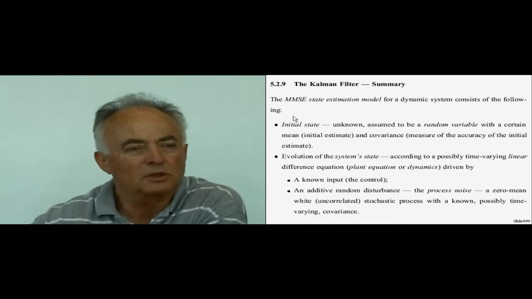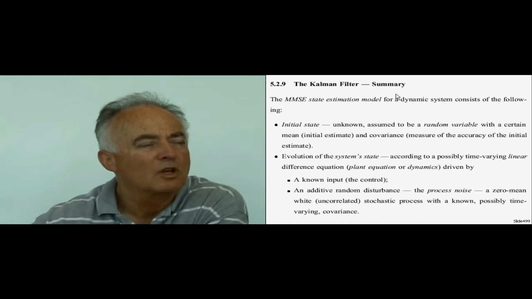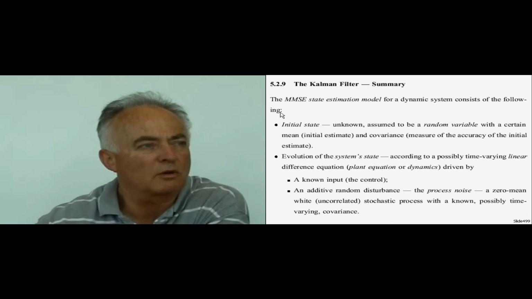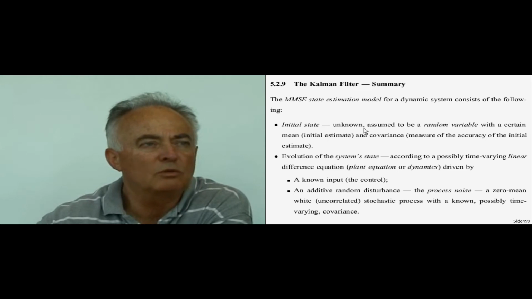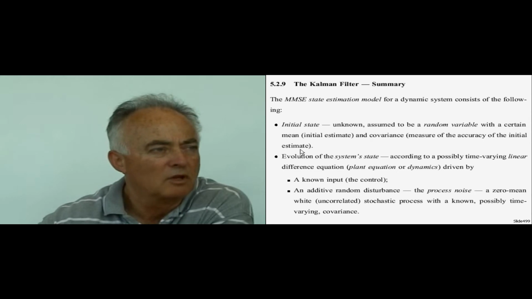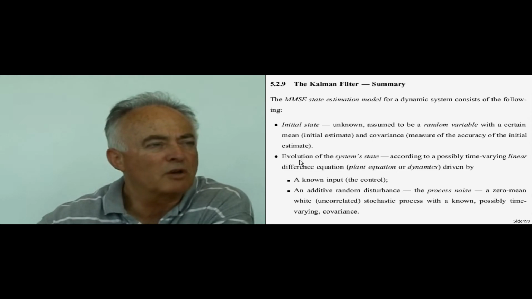Now, to summarize the Kalman filter, what we have is a minimum mean square error state estimation model consisting of the following. The initial state is unknown, assumed to be a random variable with a certain mean, that's the initial estimate, and the covariance, which measures the accuracy of the initial estimate. We have a model for the evolution of the system's state, might be a time-varying linear differential equation, or difference equation rather, in discrete time.